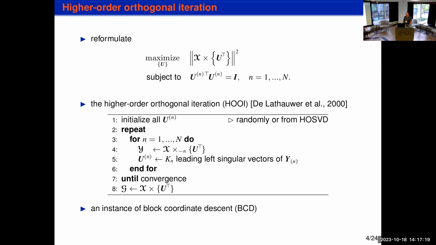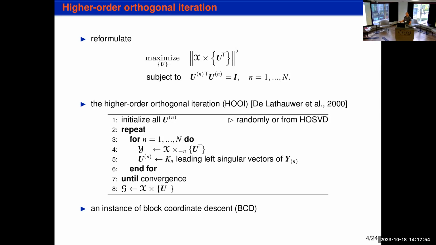Using this formulation, perhaps the gold standard algorithm in most tensor toolboxes is the higher order orthogonal iteration. The key steps are the following. First of all, it's a block coordinate descent method. You update the first factor, fixing all the others, then update the second one, fixing all the others, then the third one, and so on. And then you go cyclically.